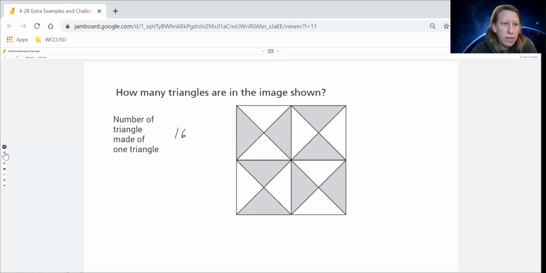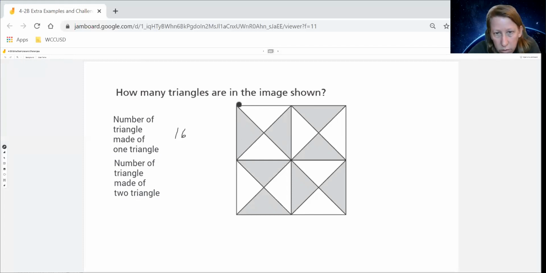Then they counted the number of triangles made of two triangles. So they went in here and they counted, see, these two triangles also make a triangle. So they counted the number of those. And they got 1, 2, 3, 4.